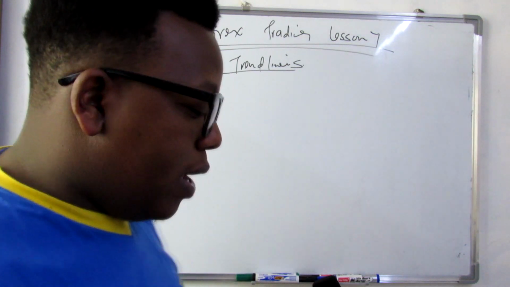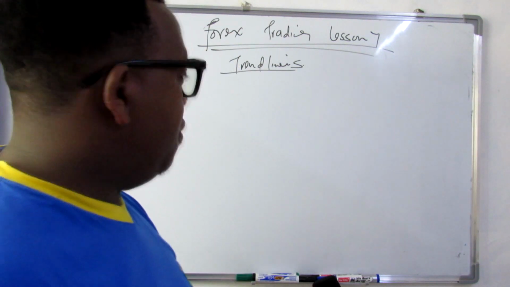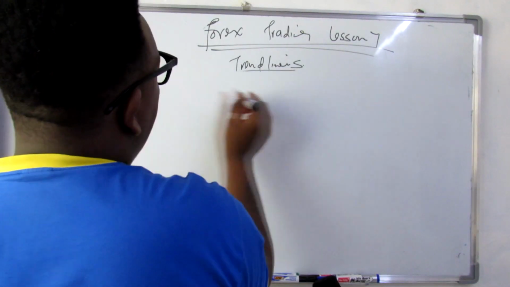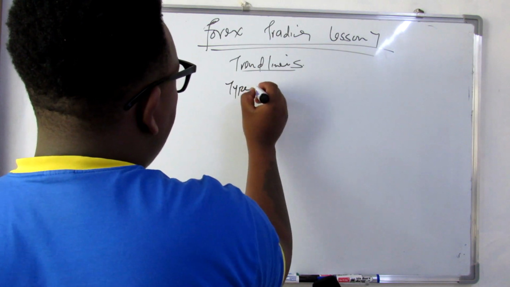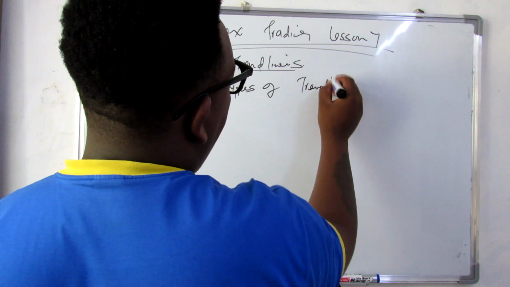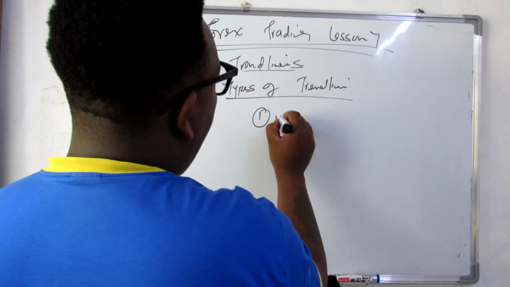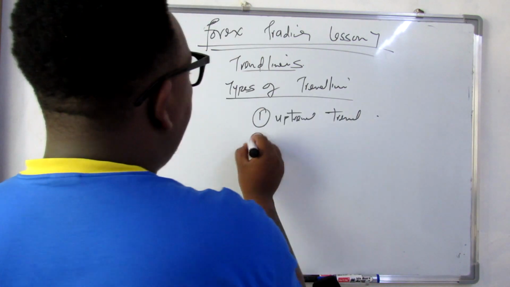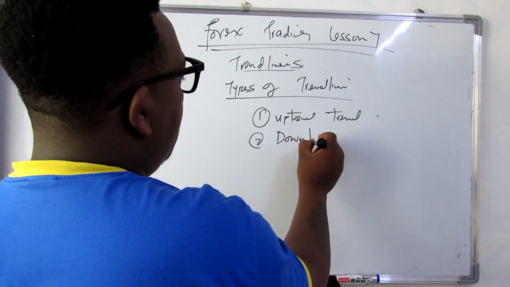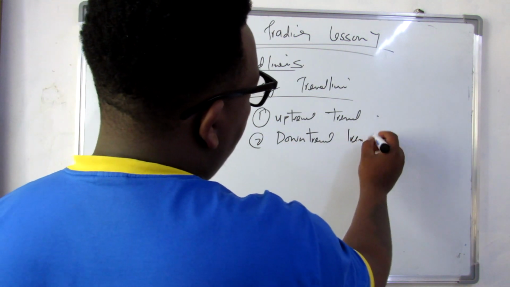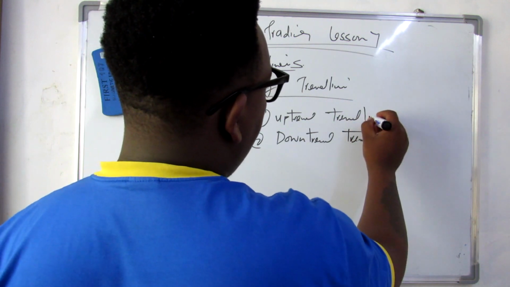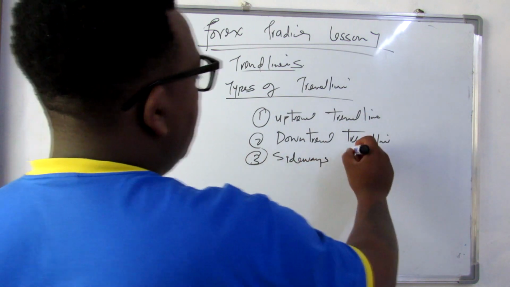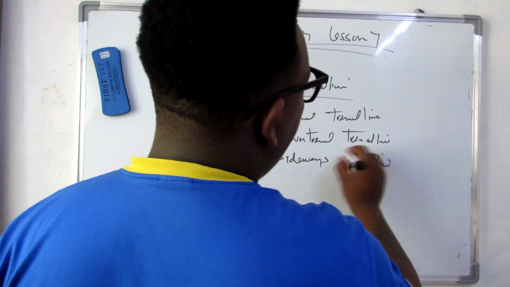So right away, let's just get into the concept itself. With the trend lines, we have different types of trend lines. Let's start with the first type of trend line. The types of trend lines. Number 1, we have an uptrend trend line. Number 2, we have the downtrend trend lines. And number 3, we have the sideways trend lines. So the question is, what's the difference between each trend line?